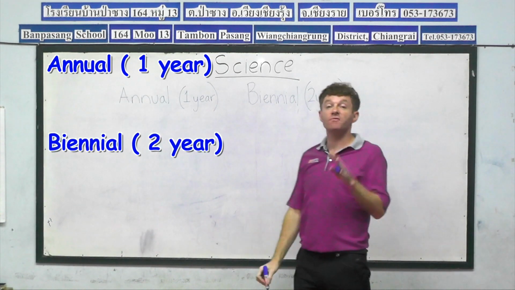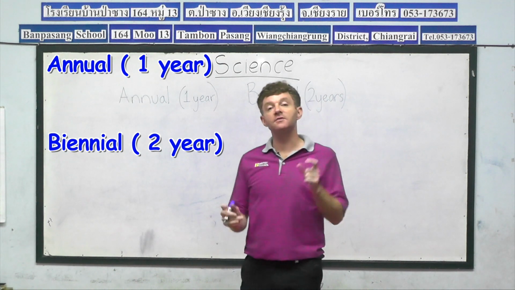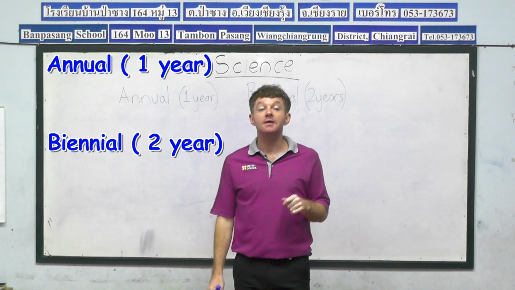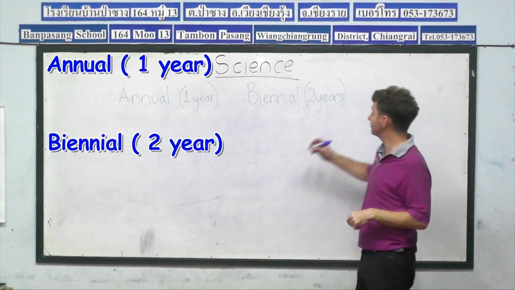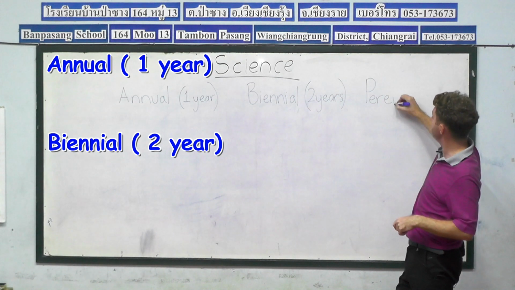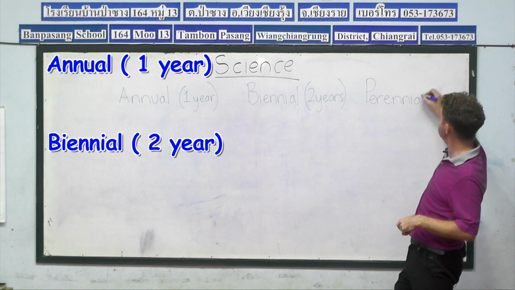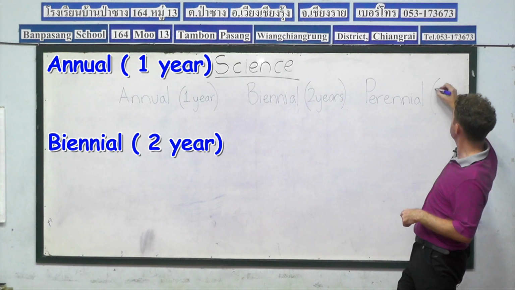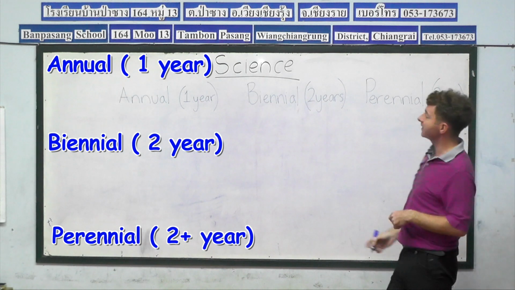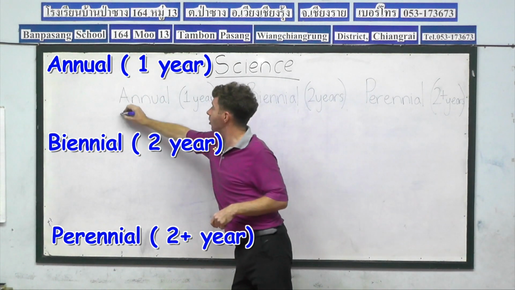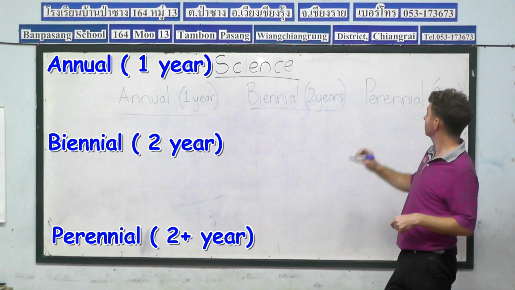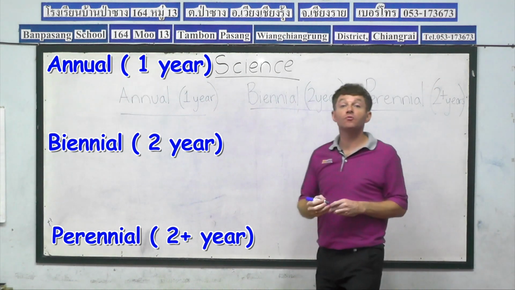And then there was our final and third group of plants. And these are the plants that live for more than 2 years. And their name began with P. Perennials. Yes, well done, guys. Well remembered. P-E-R-E-N-N-I-A-L. So perennial is 2 or more years. So altogether, annual, 1 year. Biennial, 2 years. Perennial, more than 2 years.